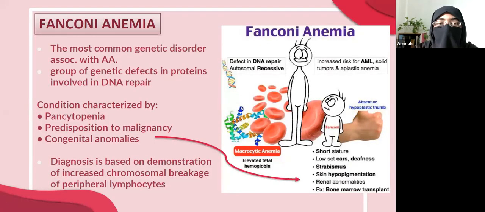So all of these disorders are rare, but among them, the most common genetic disorder associated with aplastic anemia is Fanconi anemia. It's a familial disorder which is inherited in an autosomal recessive pattern, and it's due to a defect in genes coding for DNA repair. Apart from bone marrow failure and predisposition to malignancies, it is characterized by certain physical abnormalities, like those listed here.